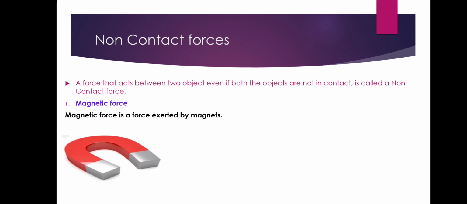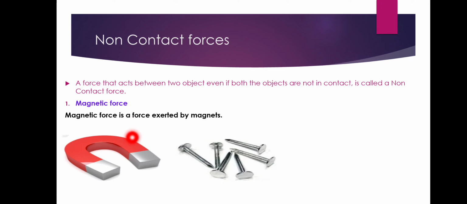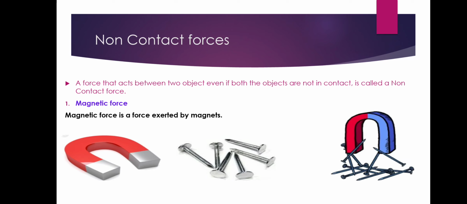See, this is the magnet. Now suppose you have a magnet and some nails, and you start bringing the magnet towards the nails, but make sure you don't touch the nails with the magnet. What happens after some time? All the nails will be attracted towards the magnet. It was only possible due to the magnetic force exerted by the magnet. Though they were not in contact with each other, the nails were still attracted. So this is an example of non-contact forces.